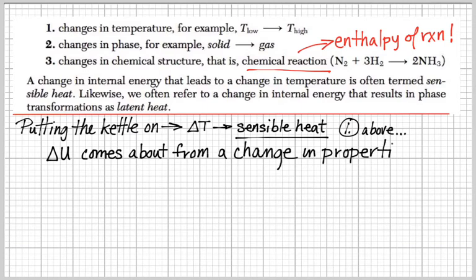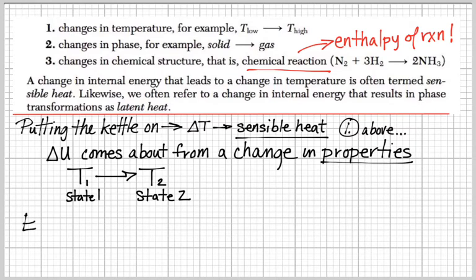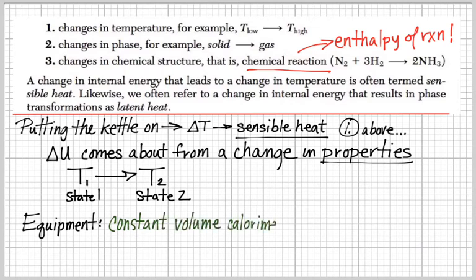So we get a change in internal energy from a change in the property temperature, from temperature 1 at room temperature, that is state 1, to temperature 2 near boiling temperature, which will give me state 2. If I want to measure that water behavior, I use a piece of equipment called a constant volume calorimeter. That's one of the types of instruments that I can use.